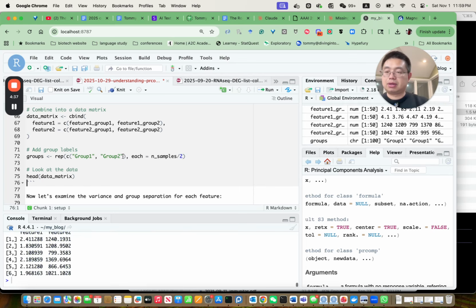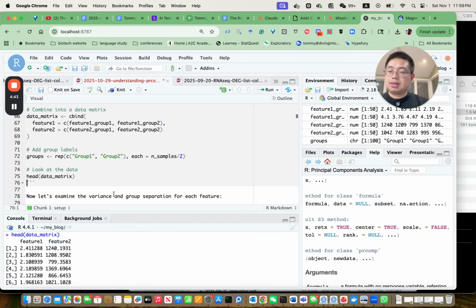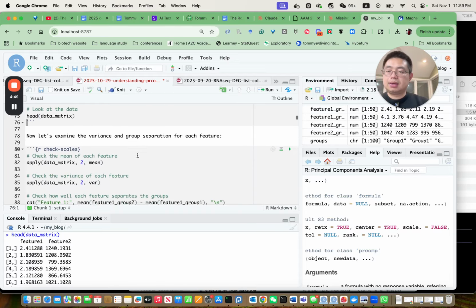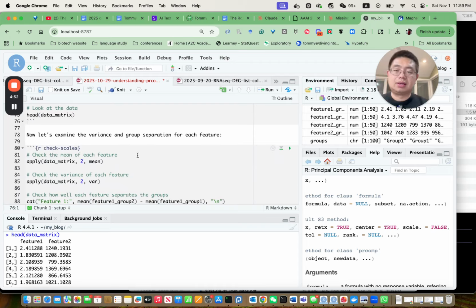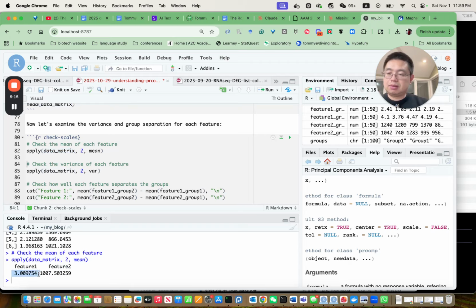So if we look at the data, we have 100 rows and 2 columns, feature 1 and feature 2. The first 50 rows are group 1, and the second 50 rows are group 2. We can examine the mean and variance for each feature. We use the apply function on this data matrix, where 2 means by column and 1 means by row. So we want to calculate the mean for each column, for feature 1 and feature 2. The mean value of feature 1 is 3, and the mean value of feature 2 is 1007.